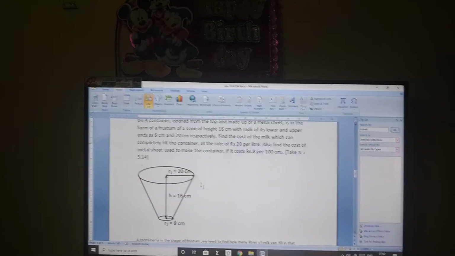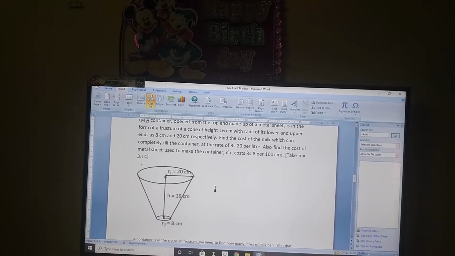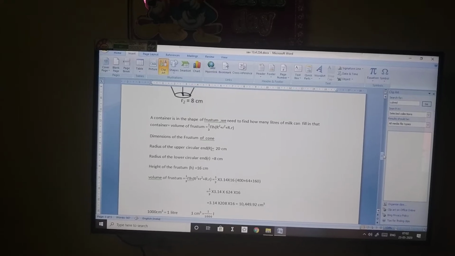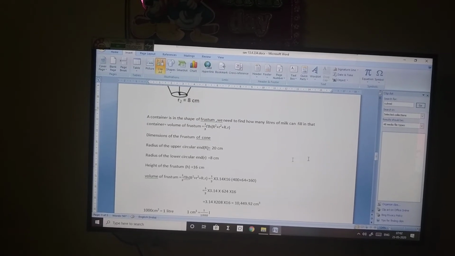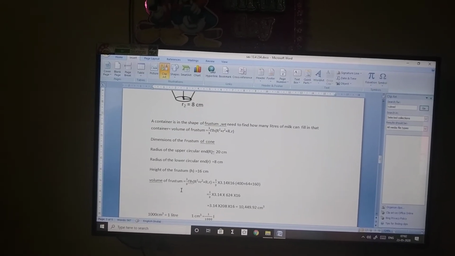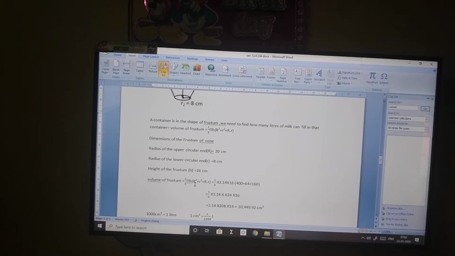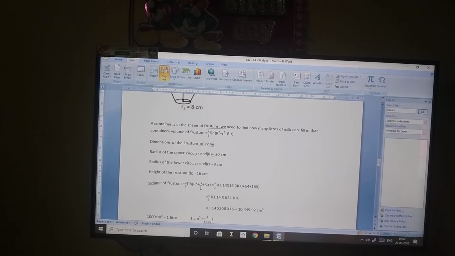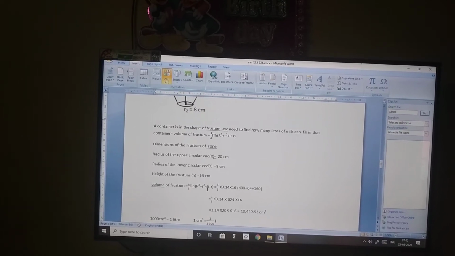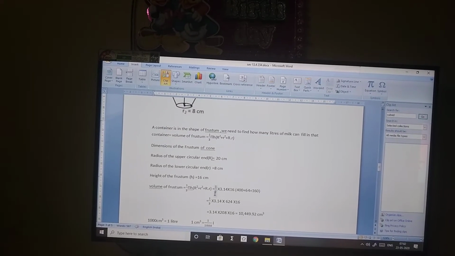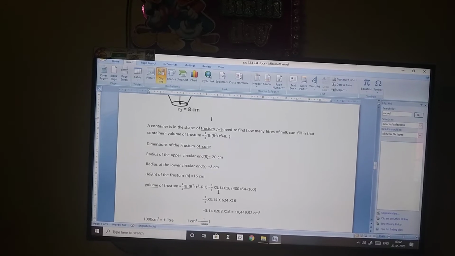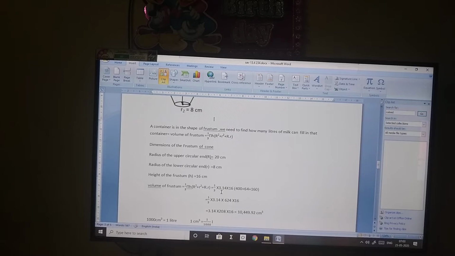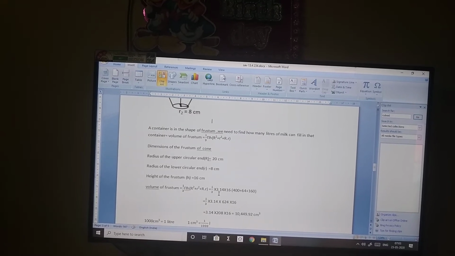So in this, we need to find the volume of the frustum. Formula: V equals 1 by 3 pi h into capital R square plus capital R into small r plus r square. We'll substitute the values and we'll get the volume of the frustum or milk container.